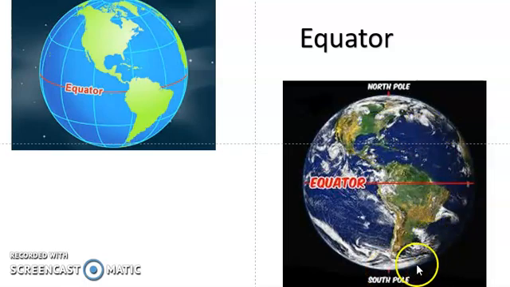This map here is a map from outer space taken by satellites. So you can see clouds on top of the continents, which is really cool.